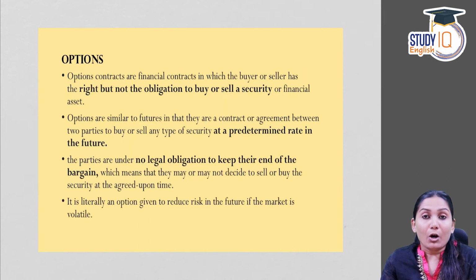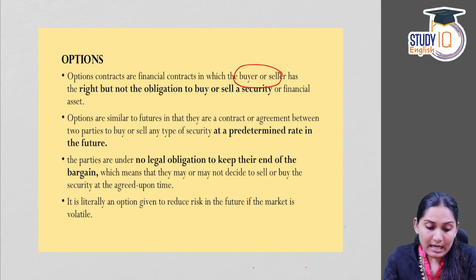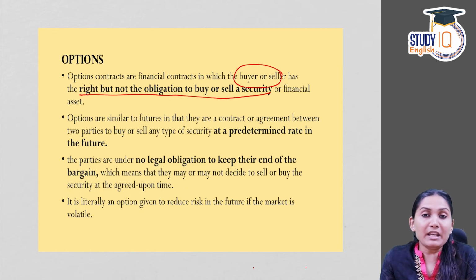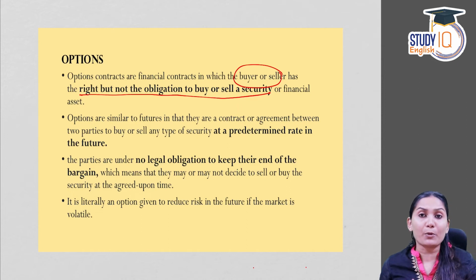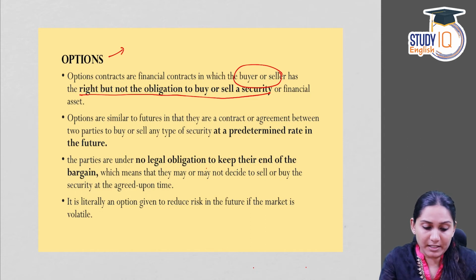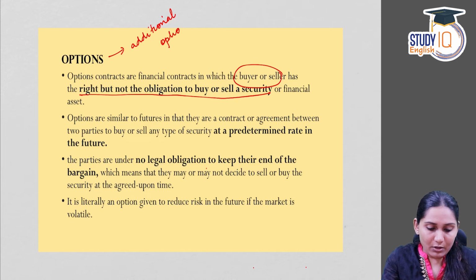Next is options. Option contracts are financial contracts in which the buyer or the seller has the right but not the obligation to buy or sell a commodity. From the name option itself, we get a clue that it provides some kind of option. An additional option is given. This additional option may be applicable to either the seller or the buyer. Any one party has an additional option.